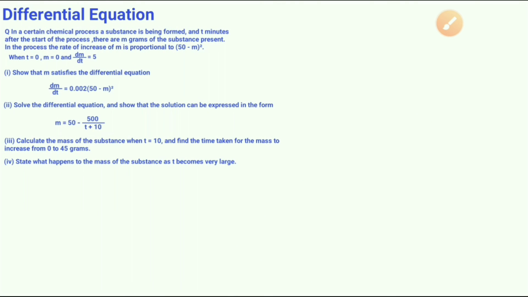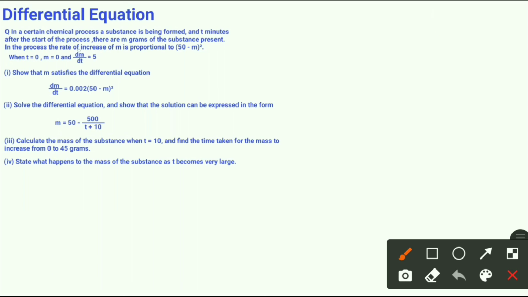Question 2. In a certain chemical process, a substance is being formed. In t minutes after the start of the process, there are m grams of the substance present. In the process, the rate of increase of m is proportional to (50 minus m) squared. When t is equal to 0, m is equal to 0 and dm upon dt is equal to 5. Show that m satisfies the differential equation.